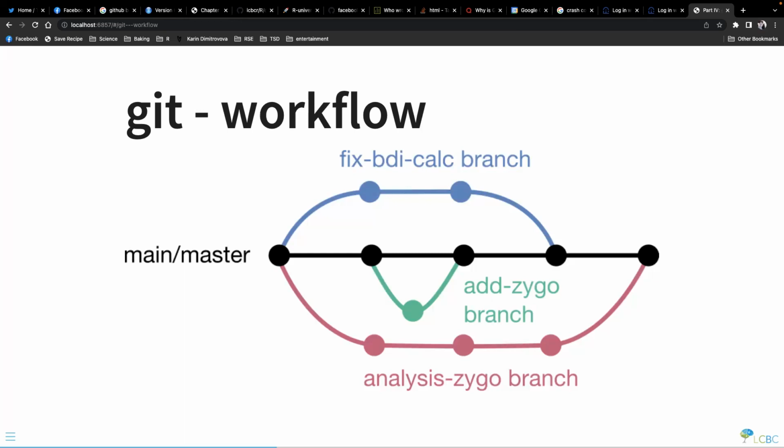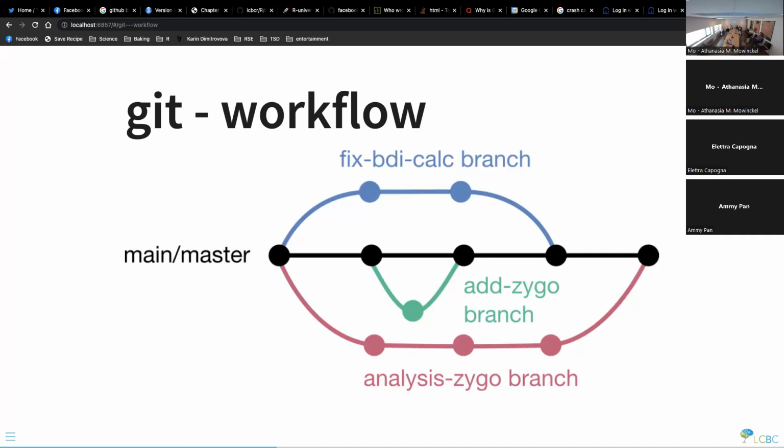And at some point I say, okay, I'm pretty happy. I make 2 changes that make the BDI calculations work. And then I merge my changes back into the main.